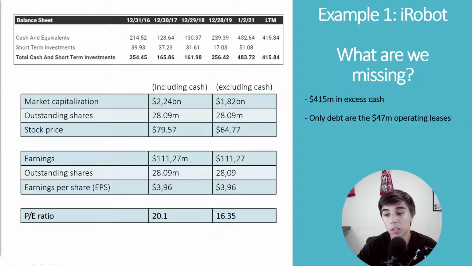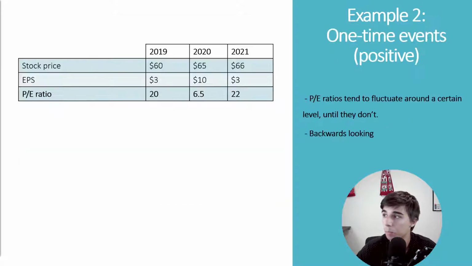And if someone is making decisions based on the PE ratio, they might think that this company is expensive. Well, in reality, it might not be the case, but also the other way around. There might be companies that have a low PE ratio but a lot of debt. So we should not only look at one side of the balance sheet, but also at the other. In the case of iRobot, there's 47 million of operating leases, so that's not that significant. But there are companies that have a lot more, of course.